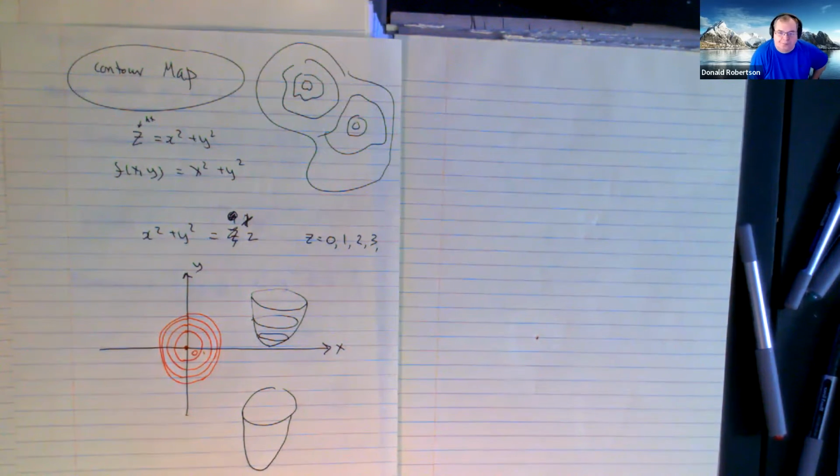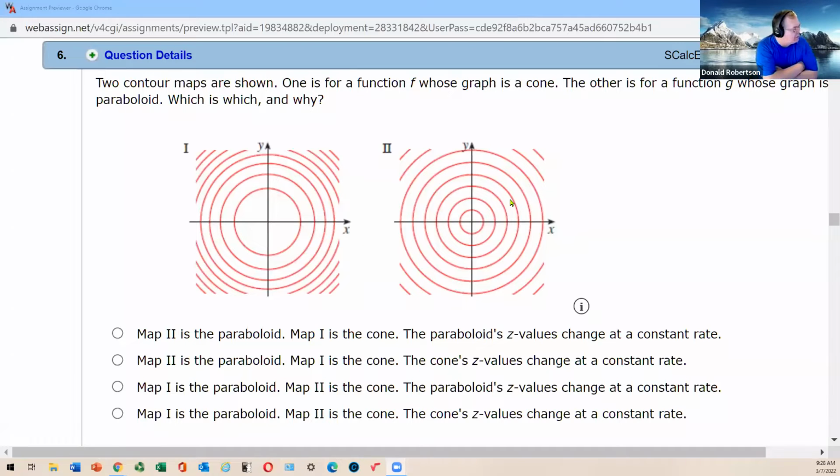Let's do a question, or at least a couple of questions from the homework, because they're kind of interesting. Two contour maps are shown. One of these is a cone, right? You imagine a 3D cone. Now, cones can go down the way, they can go up the way. Orientation is hard to tell unless they put numbers on these contours. The other is for a function whose graph is a paraboloid. Now, a paraboloid is the fancy name they gave to that thing that I couldn't think of what it was, the acorn one, the upturned hat.